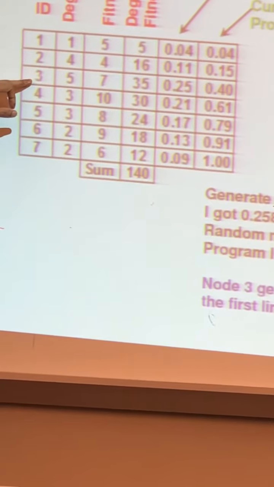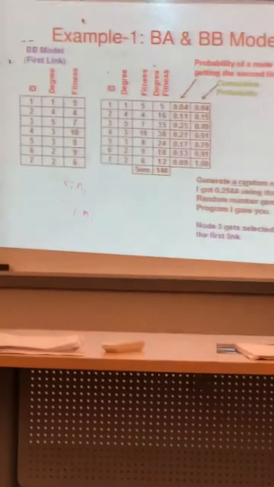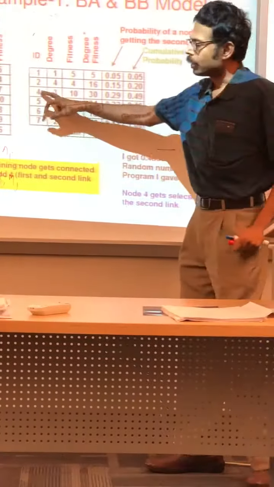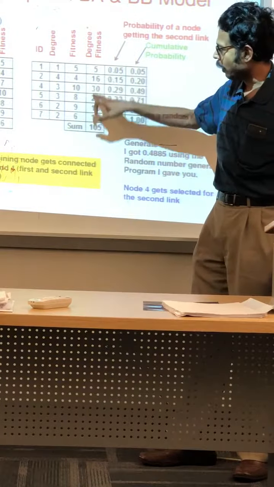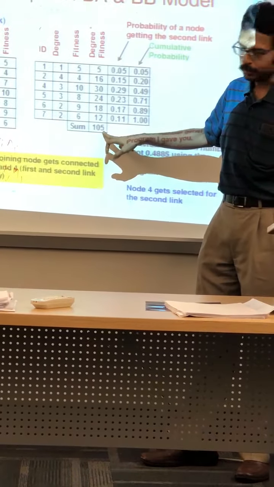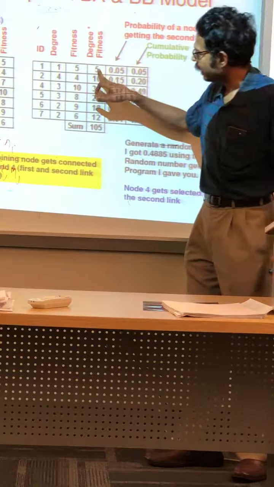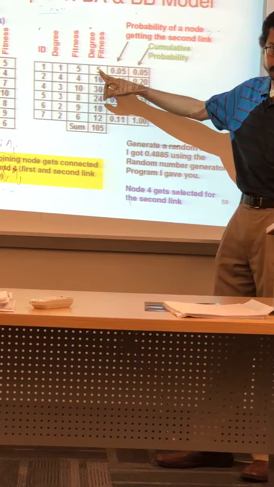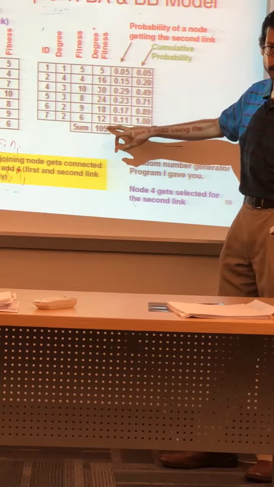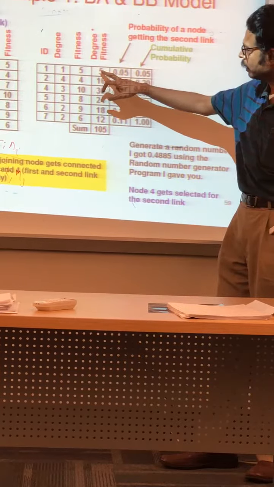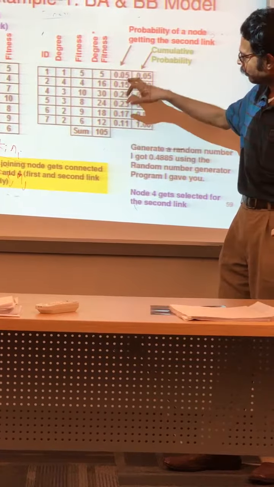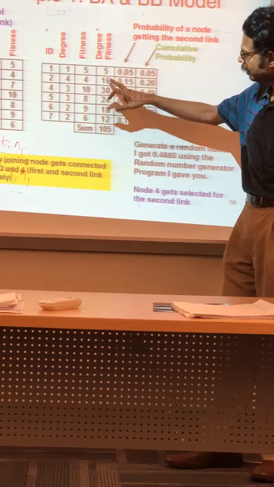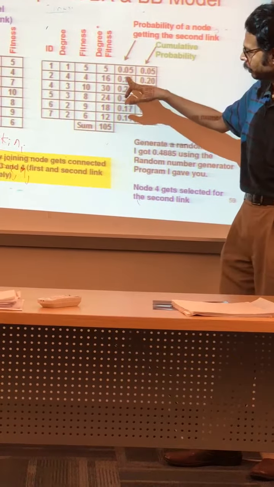Now for the second link, what you should do is discard node 3 from your calculations and repeat the process. So remove node 3 and just repeat the process. Find the degree fitness product. The sum of the product values is 105, and you divide the individual product values by that sum. So the individual degree fitness product divided by the sum: 5 divided by 105 is 0.05, 16 divided by 105 is 0.15 and so on.